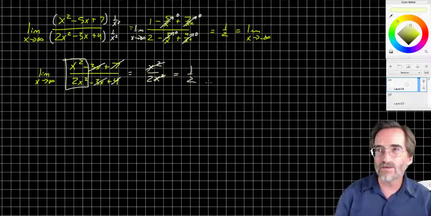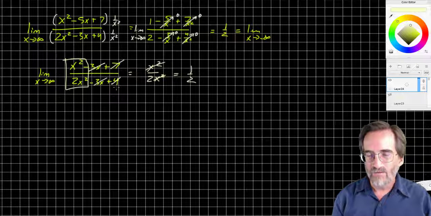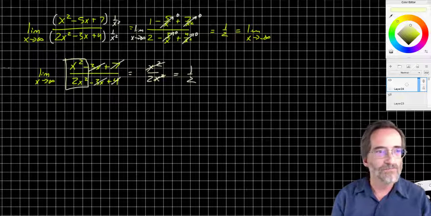I like the top method for its formality. We can definitely demonstrate that it goes to 1/2, but you can also evaluate it in your head this way as well. Hopefully that helps.